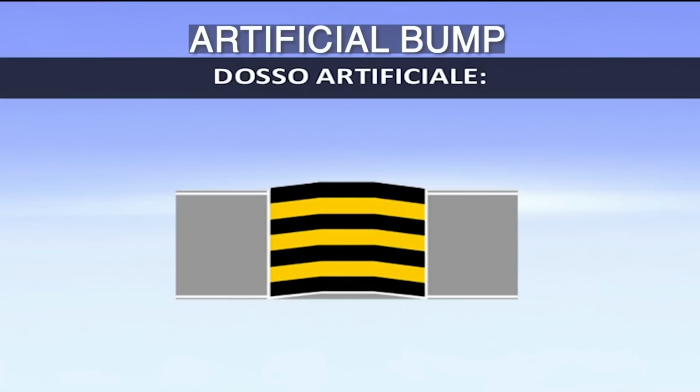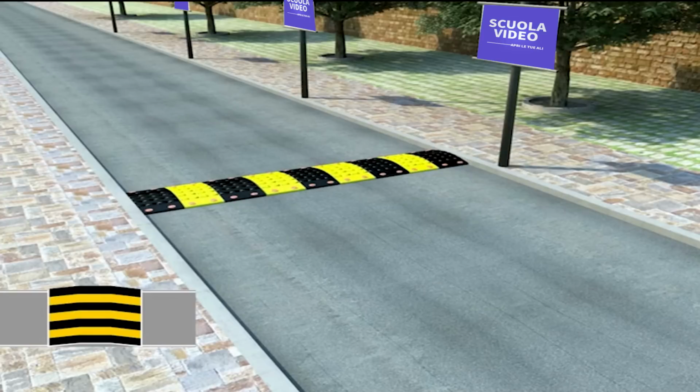Artificial bump. The device in the figure is an artificial bump. Speed retarder element installed on the road, it forces vehicles to slow down in order not to cause damage to the elastic suspension.